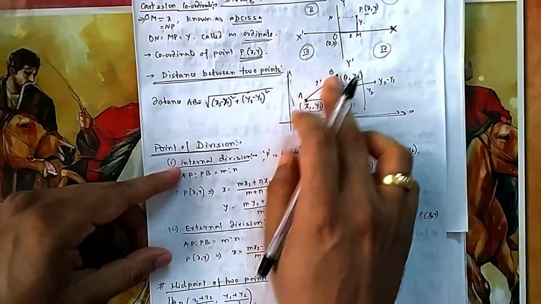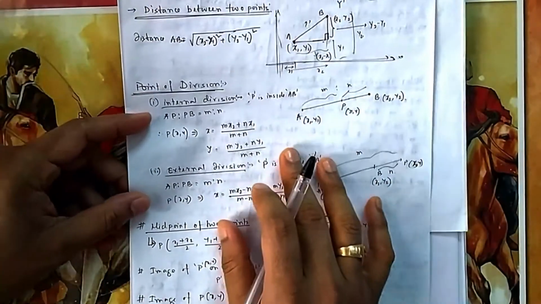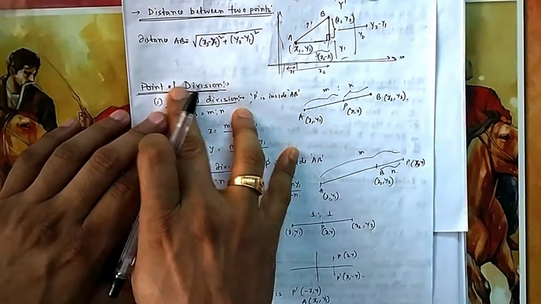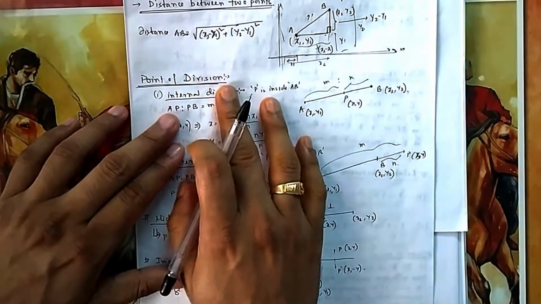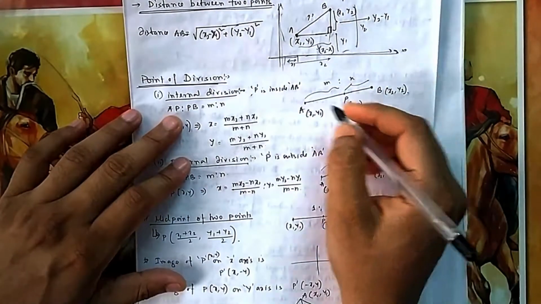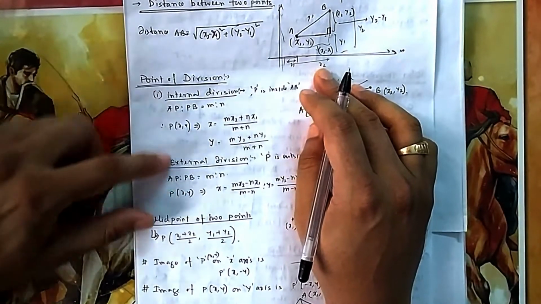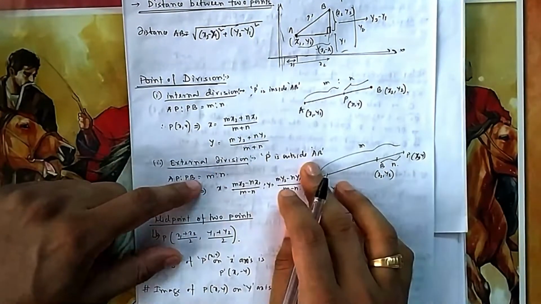So it becomes the distance between the points A and B. Now this is the very standard distance formula. From the point of division, suppose you have a line AB. There are 2 types of division. One you might have studied, that is internal division, and one you might not have studied, that is external division.